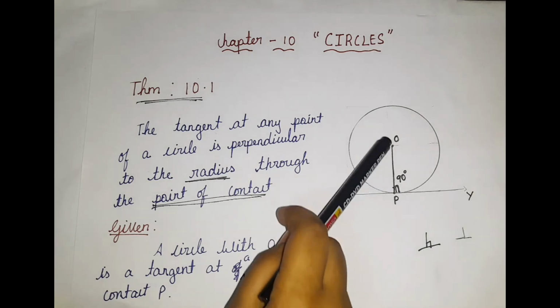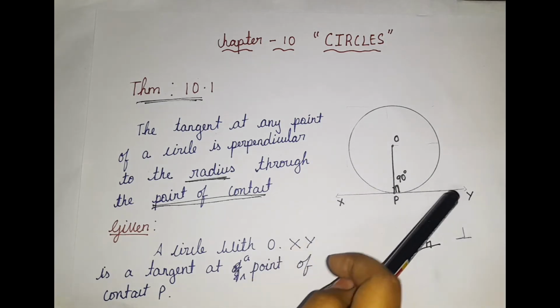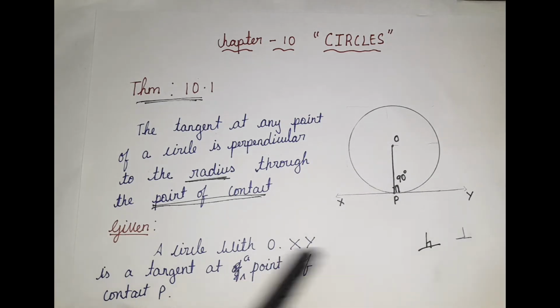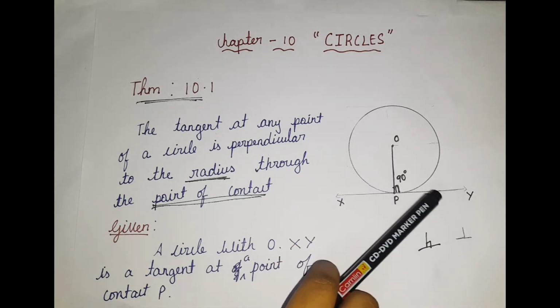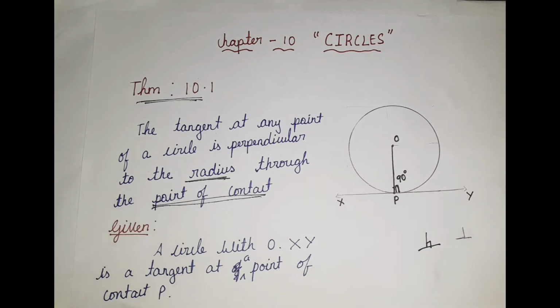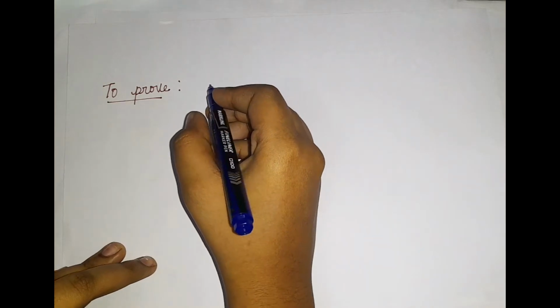Okay, so this OP is a radius, am I right? So this radius should be perpendicular to XY, that is the tangent. So that one we are supposed to prove. Since you guys know OP is perpendicular to XY is what we are supposed to prove, we shall just write that one. Okay, so we shall write OP. So I guess it's visible.